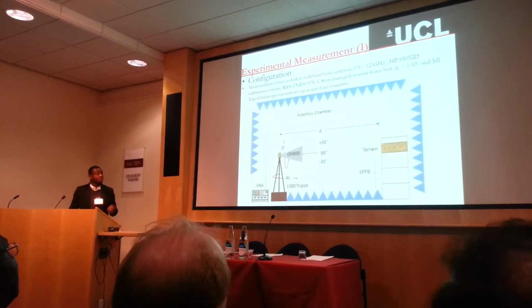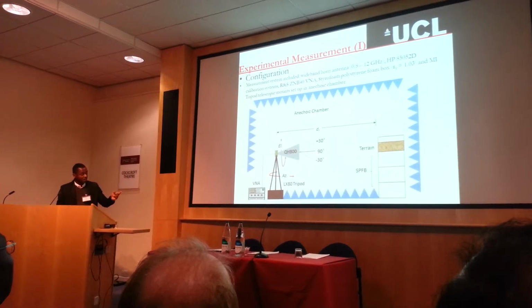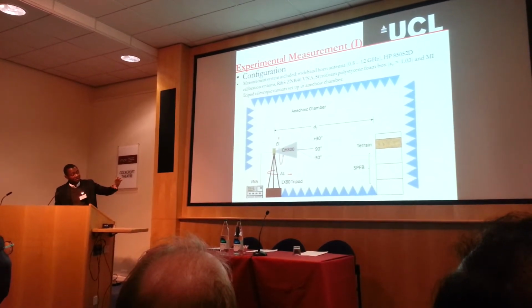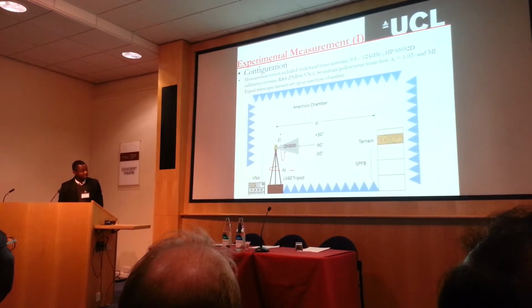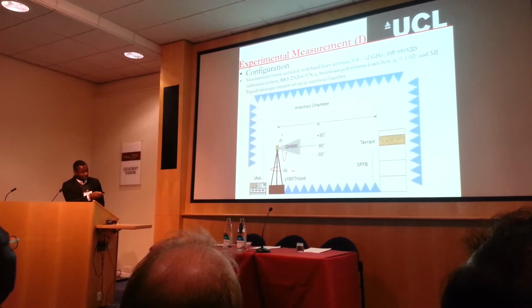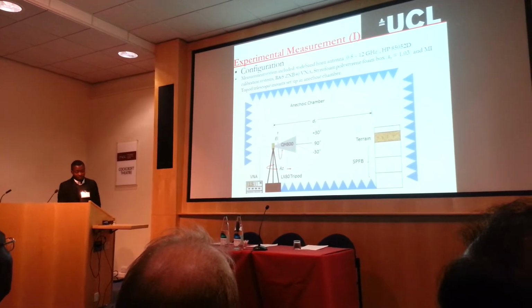So how did we do this? That was an anechoic chamber. Our measurement system consisted of a horn antenna, and we put our terrain in place. You can see it's quite difficult to suspend terrain in the air, so I'll tell you how we did that. We put our terrain essentially in the air, and we had a horn antenna, a tripod stand, and a vector network analyzer.